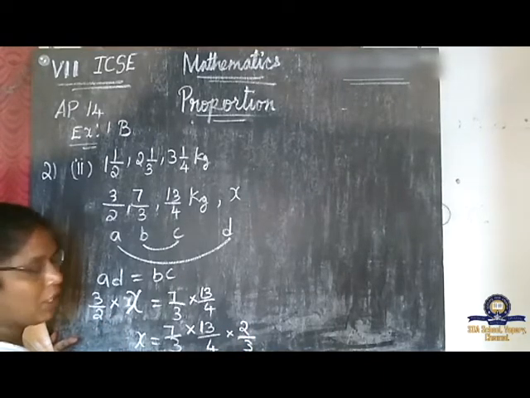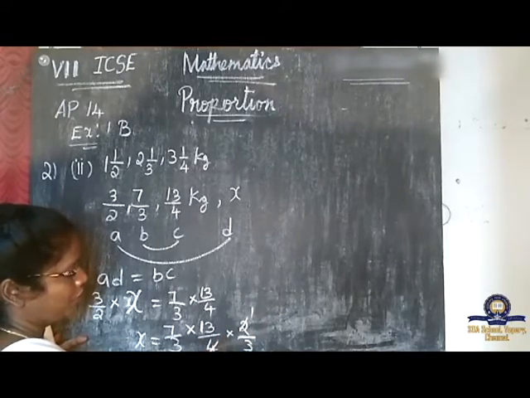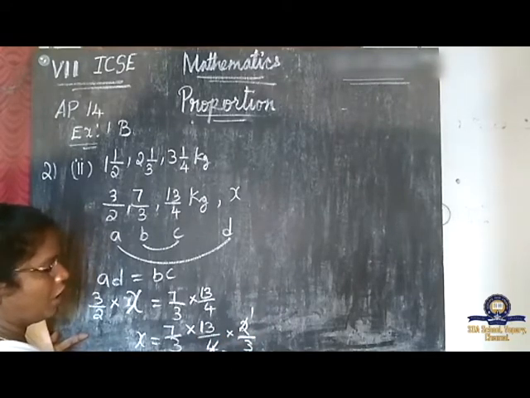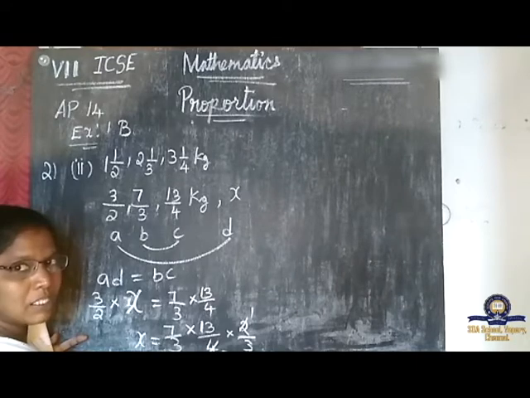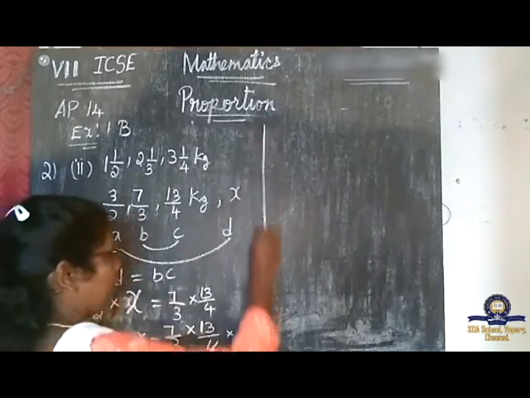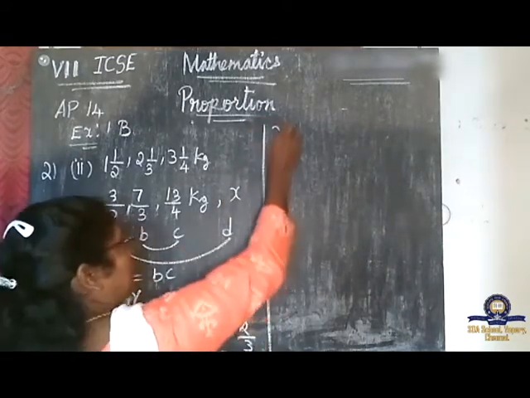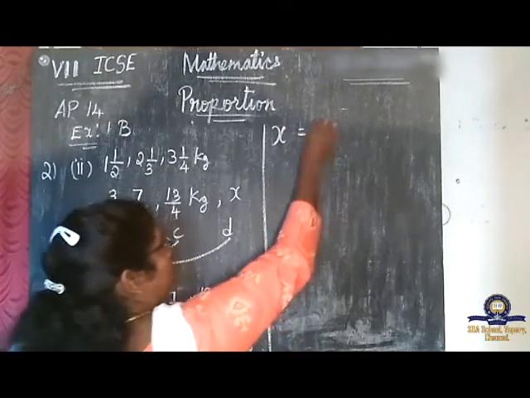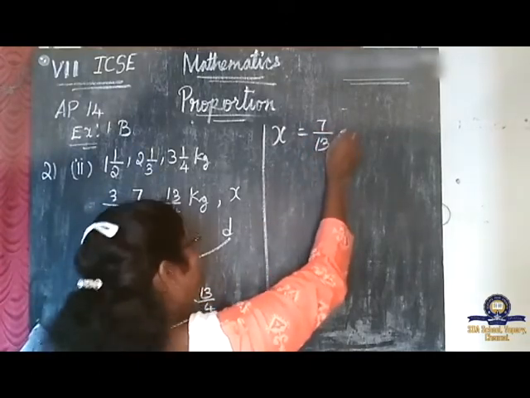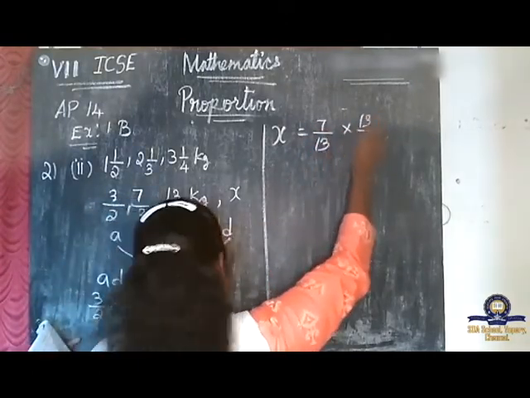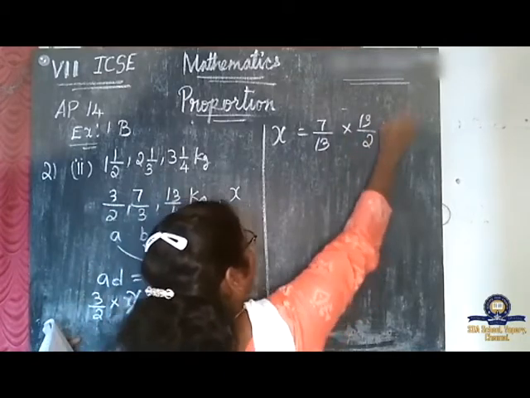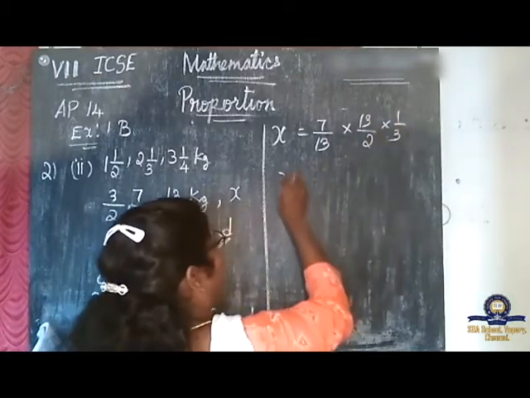Okay, shall we cancel now? 1 2s are 2, 2 2s are 4. Are we having any other common number to cancel? No, we don't have. So what is the next step here? X is equal to 7 by 3 into 13 by 2 into 1 by 3.